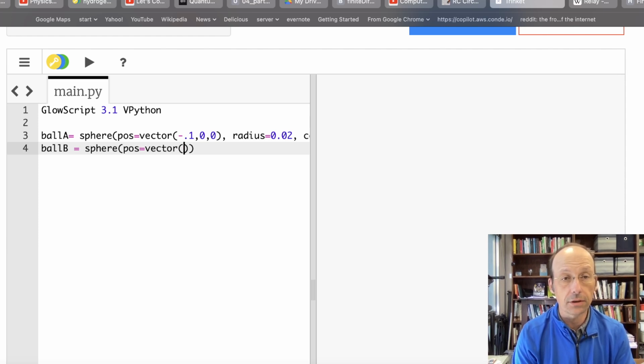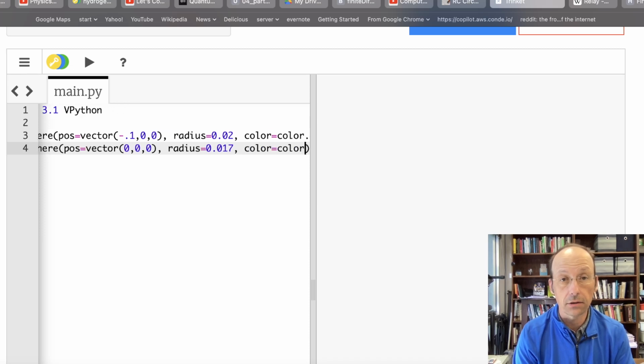And then ball B is just going to be sitting there at the origin. Position equals vector 0, 0, 0. Its radius is going to be slightly different. So radius equals 0.017, and it'll be cyan. Color equals color dot cyan, and also make trail equals true.